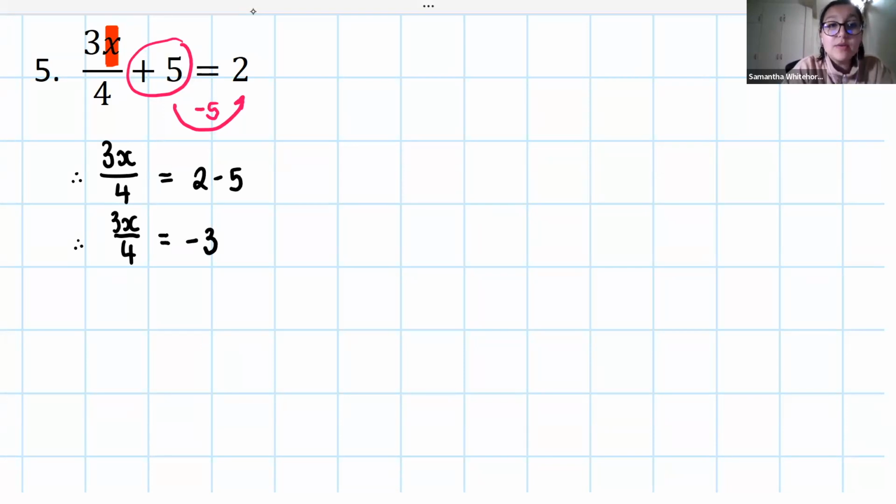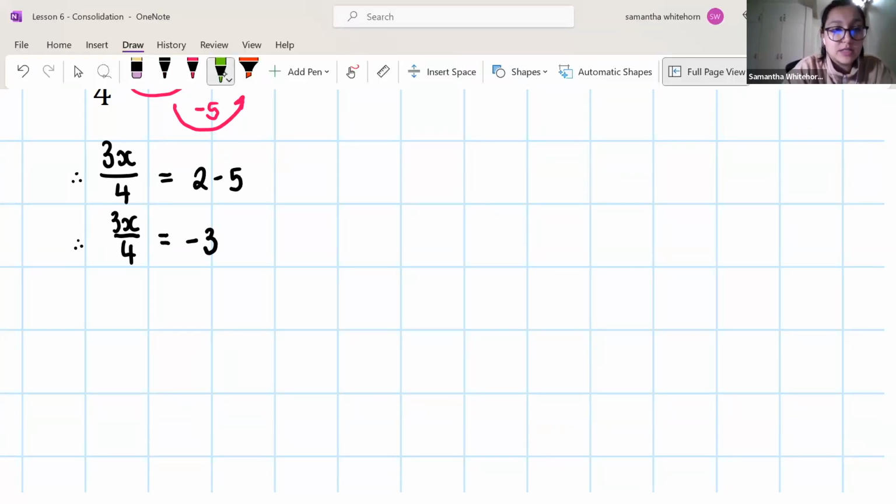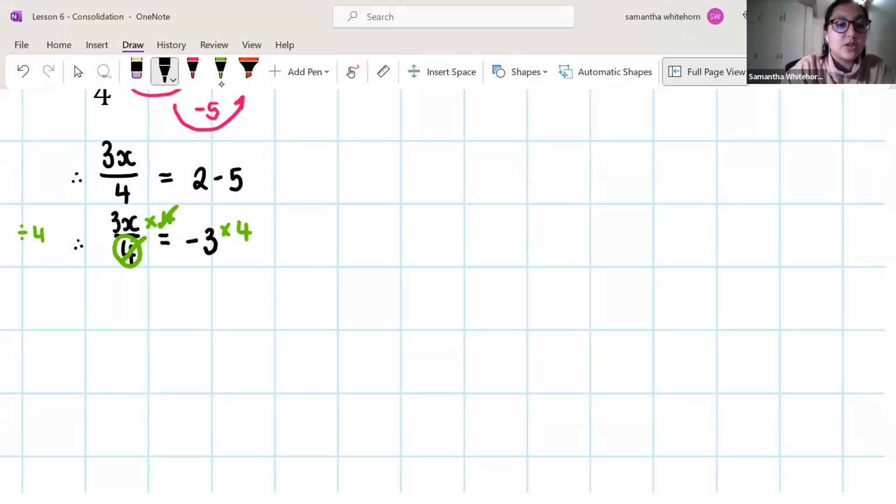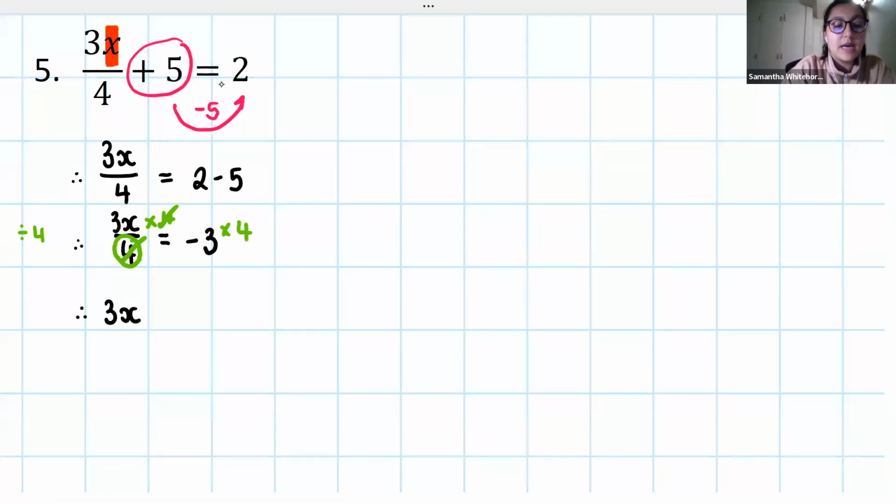Right, now that we've got that fraction alone, the next thing I want to deal with is this denominator. Remember, this is saying divided by 4. So the inverse or the opposite operation is to times by 4 in order to get rid of that denominator. But if you're going to do that on the left, we have to multiply by 4 on the right. And so what we now have on the left is just the 3x because we got rid of the denominator. And on the right, we've got minus 3 times 4, which gives us negative 12.